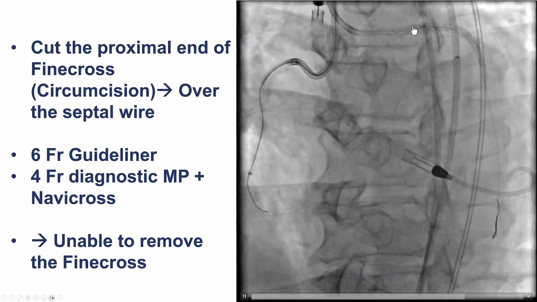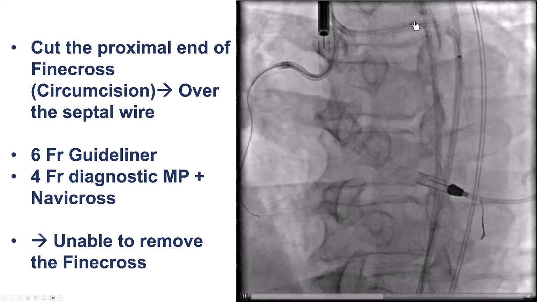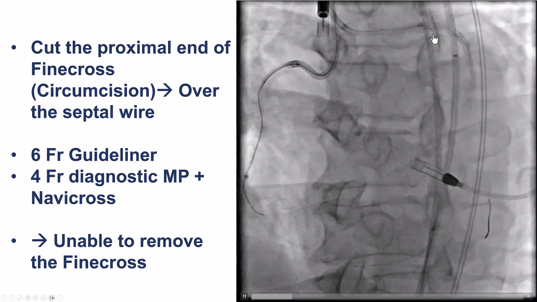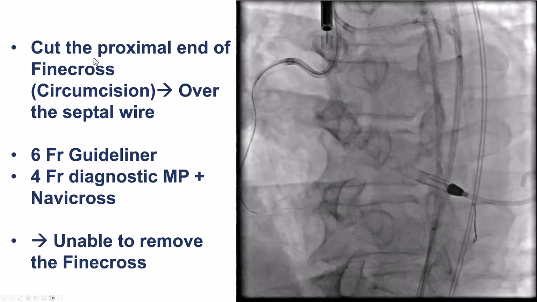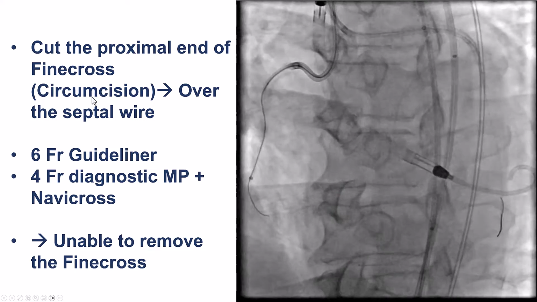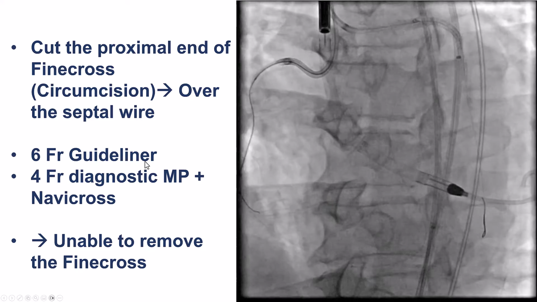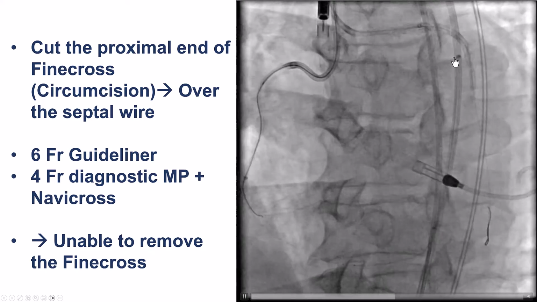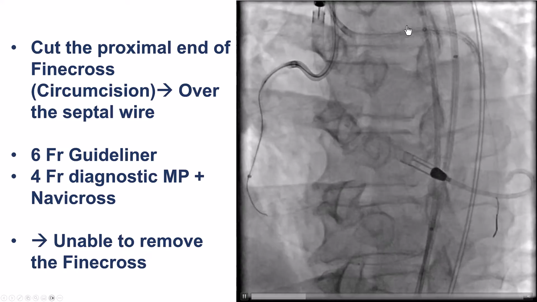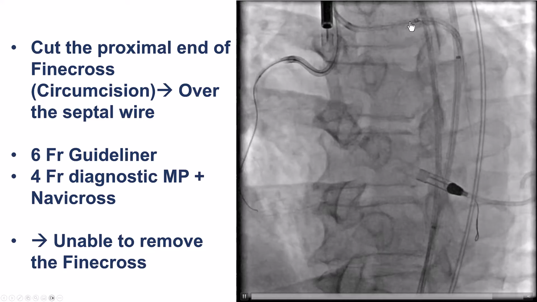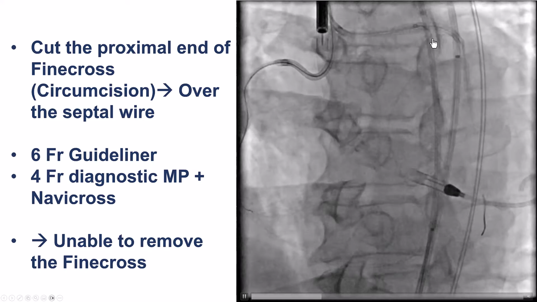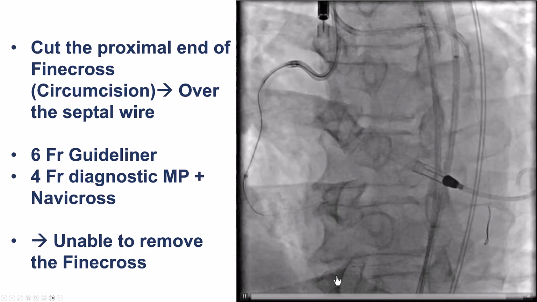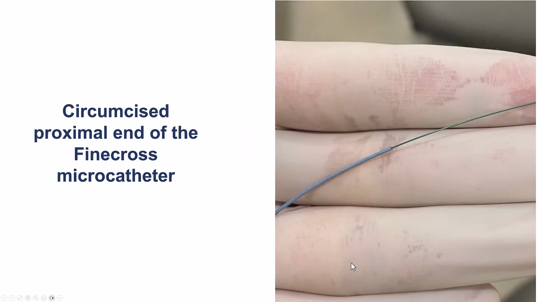So what to do? Several different things. We tried to advance a wire and did ballooning. We then did circumcision of the back end of the FineCross and then advanced the guide extension as well as a 4 French diagnostic catheter that we brought, as you can see here, essentially all the way to the point where the FineCross goes through the struts of the LAD stent. Despite that, the FineCross could not be moved.